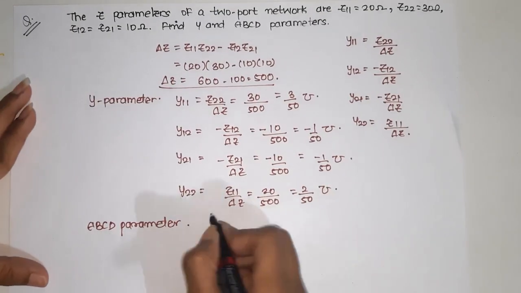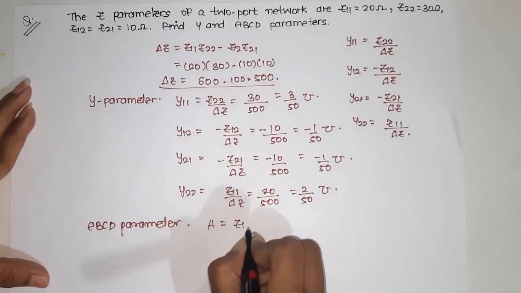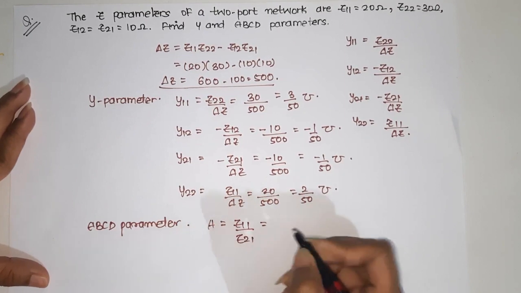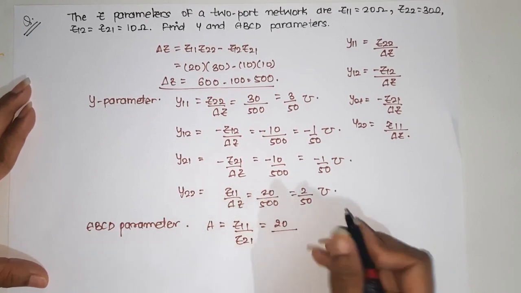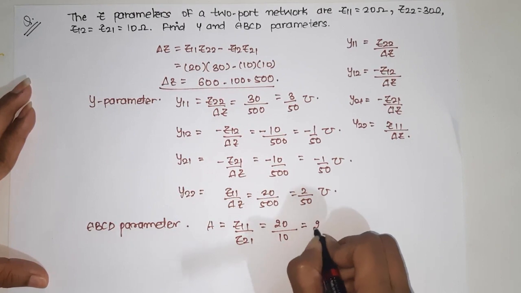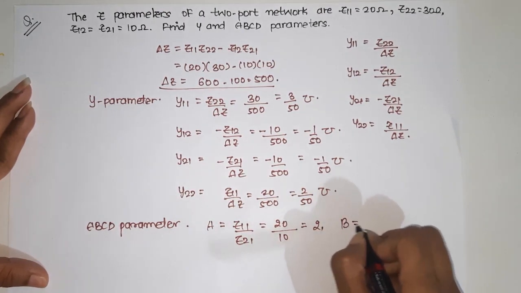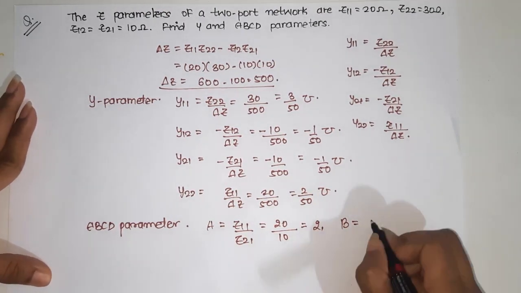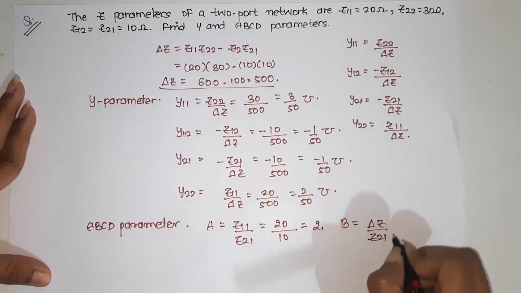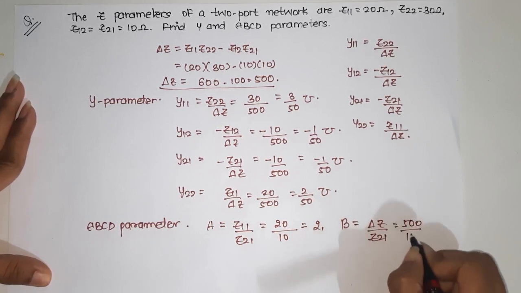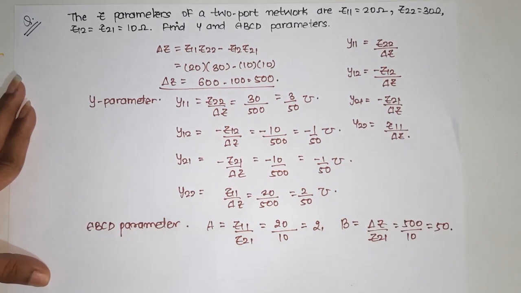So the value of A, that is equals to Z11 by Z21. Now Z11 की value is 20, Z21 का value is 10. So that is equals to 2. Now the value of B यानी कि B parameter, that is delta Z upon Z21. So delta Z is 500 upon 10. So that comes out to be 50.